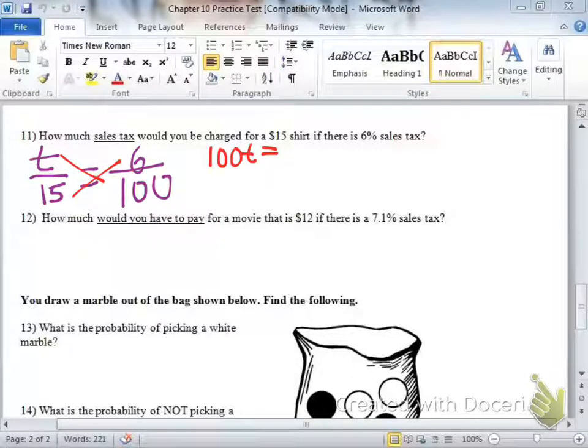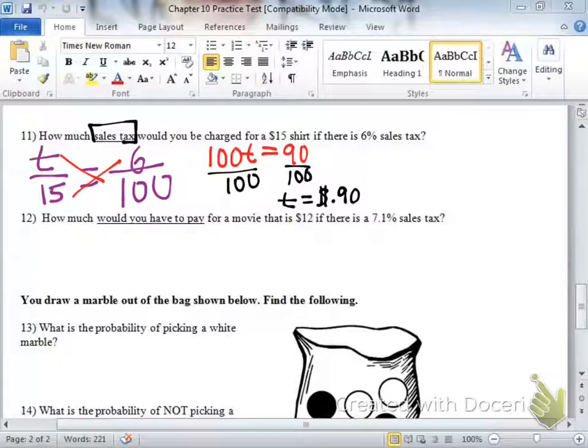Cross multiply, we have 100T equals, what's 15 times 6? 90. Very good. Divide both sides by that 100. And you should get that the tax is 0.9 when you're talking about money. That's 90 cents. Is that my answer? Yeah, the question says how much sales tax. This answer represents the amount of sales tax. So I am done. Questions on that one?